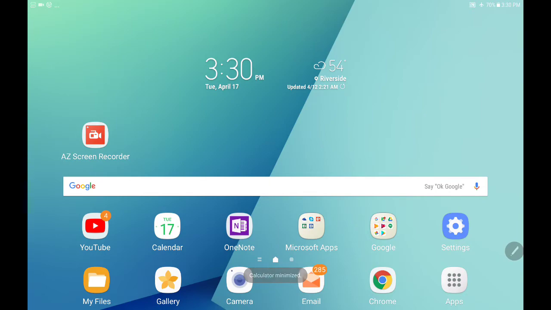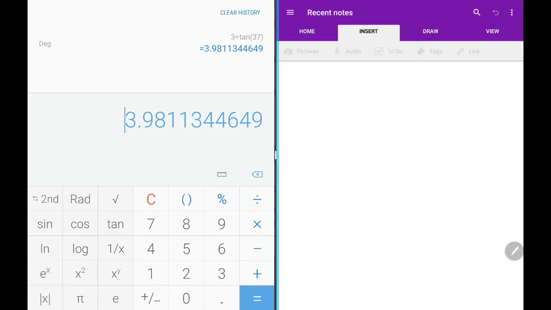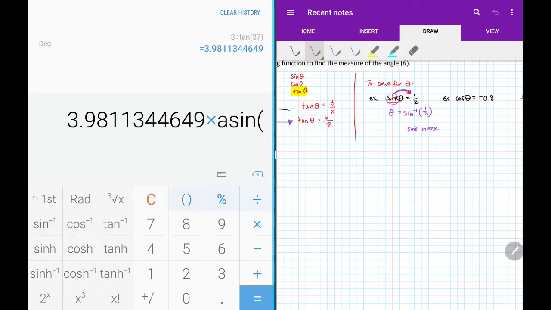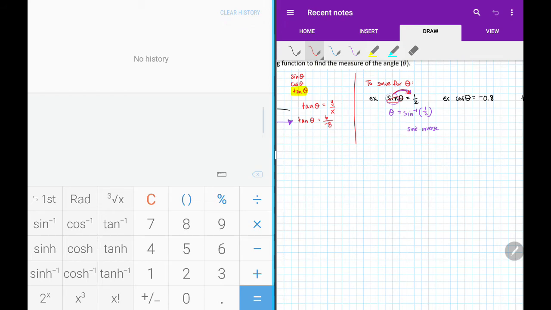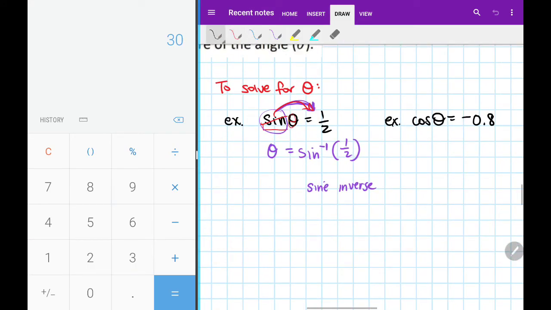In your calculator, you actually don't see that button here. So you have to press second and then sine. So to see the sine inverse button, you have to press the second key first. Second, and then you'll see the sine inverse. And then you just type 1 divided by 2, close the parentheses, and we get 30 degrees. So over here, I found out theta equals 30 degrees.